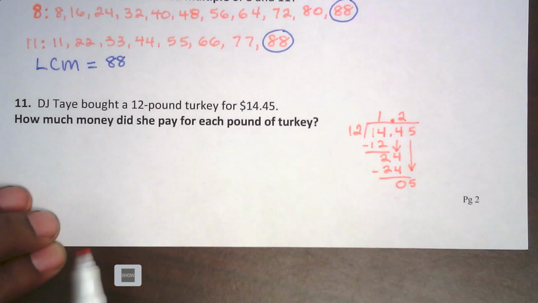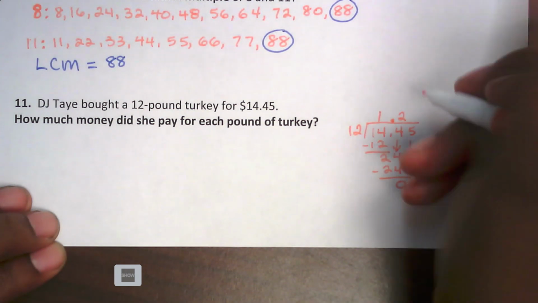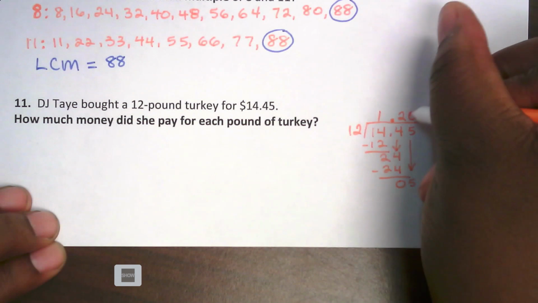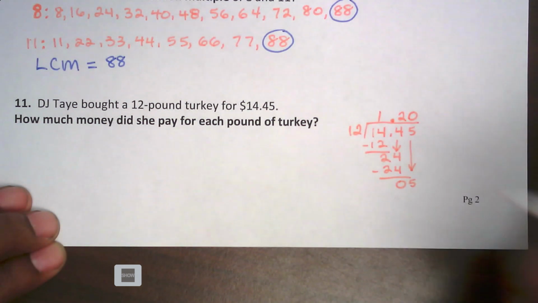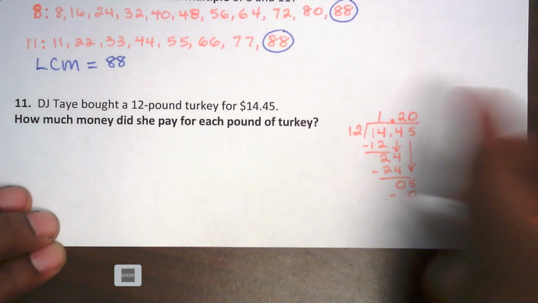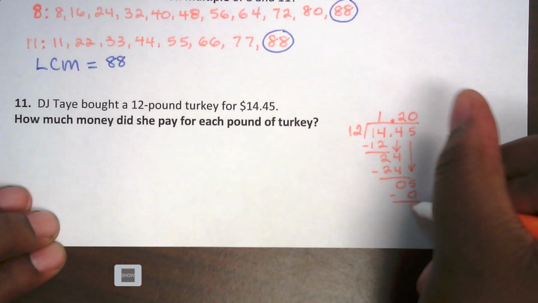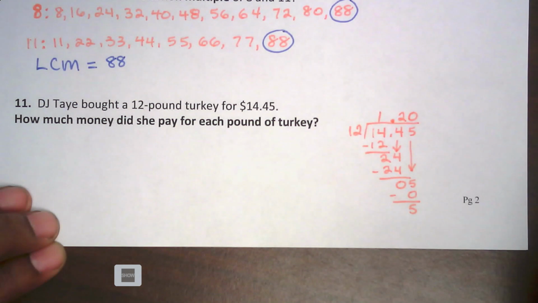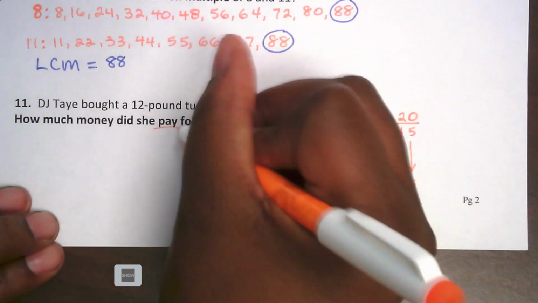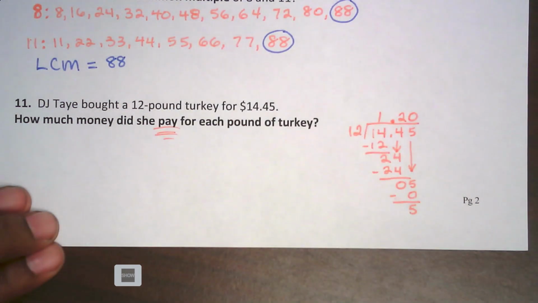5 divided by 12. Well, I'm not going to get anything whole out of that, so it is 0. 12 times 0 is 0. 5 minus 0 is simply 5. And we have a decimal, so we're going to keep going. And here's the thing. It asks how much did she pay. So we're talking about money. So because we're talking about money, we only need 2 decimal places.